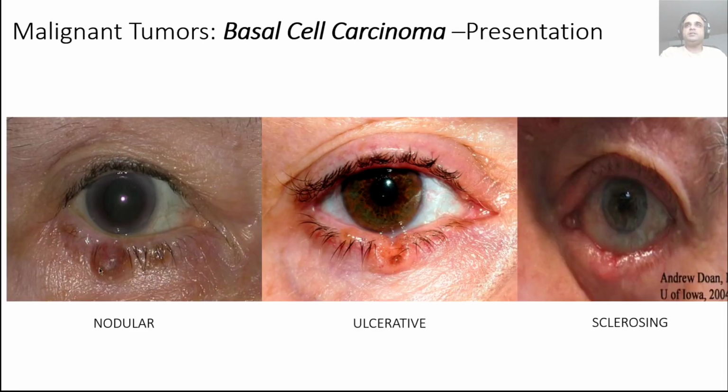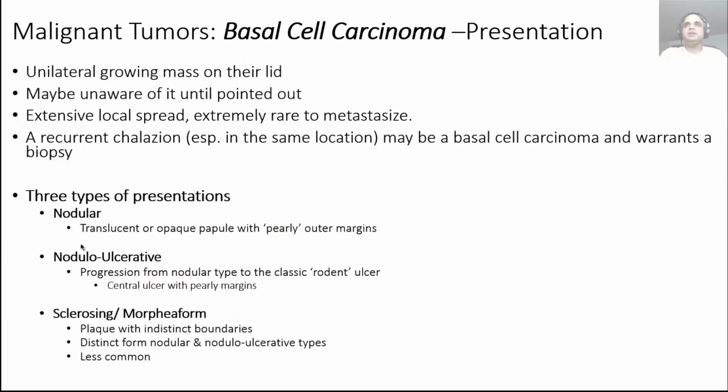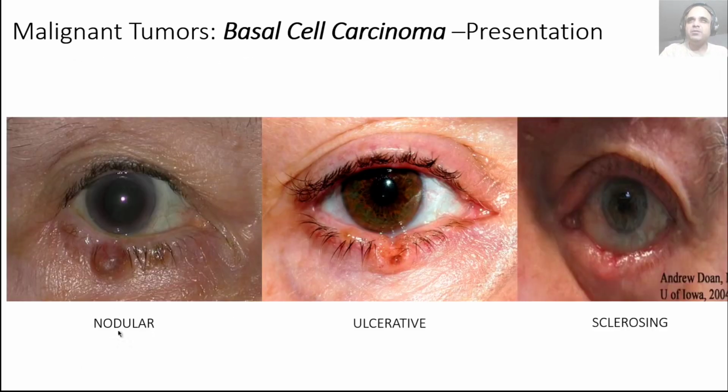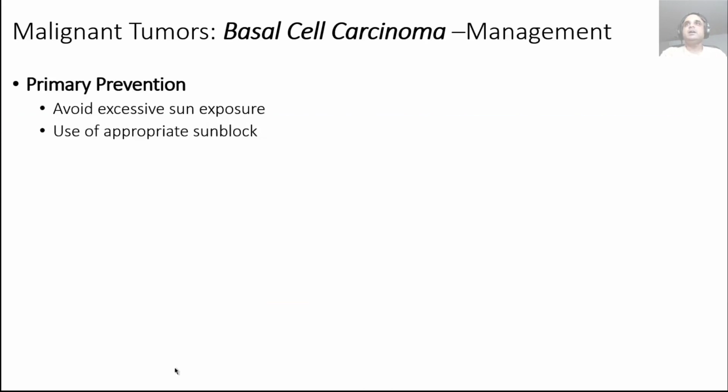So this is a nodular type. It has these pearly or opaque margins. They're shiny margins, but it does tend to look like a chalazion at times. So this is an ulcerative form in which the margins appear very rough. They're sort of eaten into margins. It's called a rodent ulcer type. And there's a sclerosing type, which is causing the thickness of the entire lid.